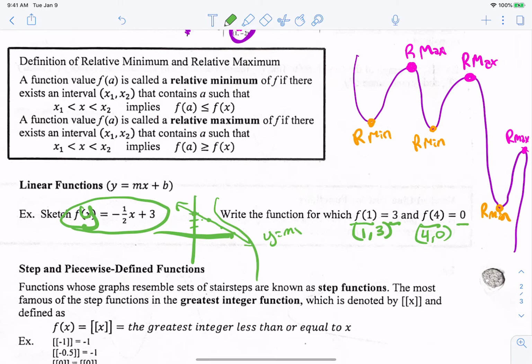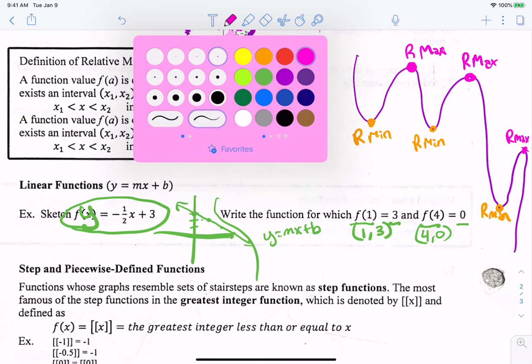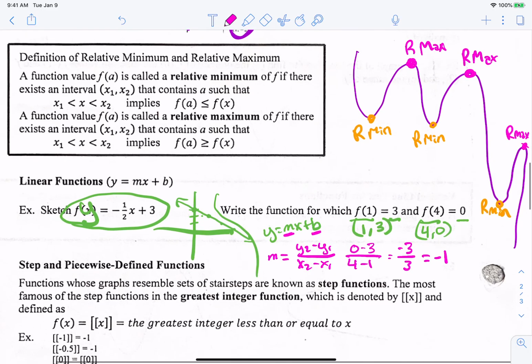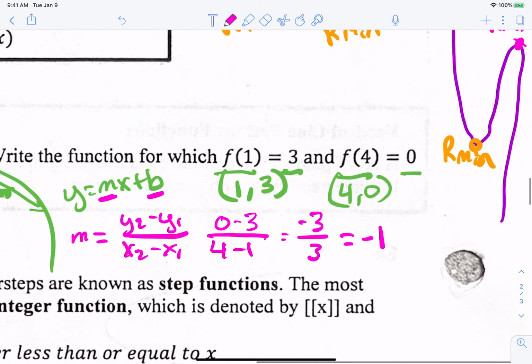So you do y2 minus y1. My algebra kids just got done doing this. We need to find m and we need to find b. Let's find m first: y2 minus y1 over x2 minus x1. The second y coordinate is 0 minus 3, over 4 minus 1. So this is negative 3 over positive 3, so my slope is negative 1. I'll slow down for just a second. And then plug in 4 and 0.